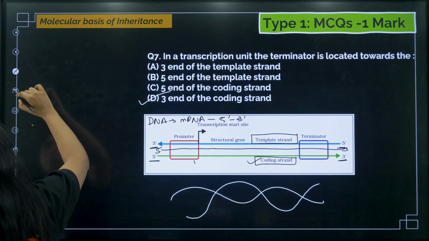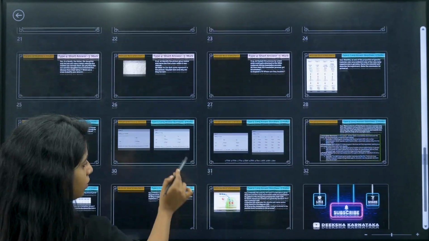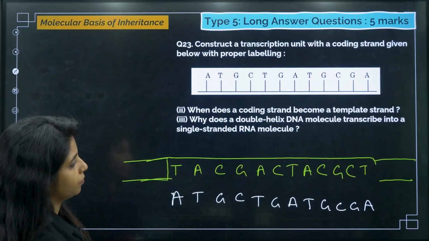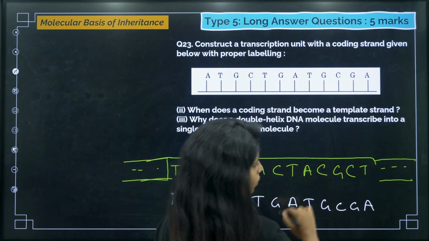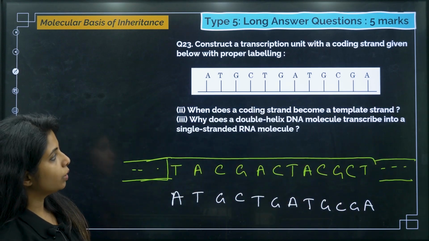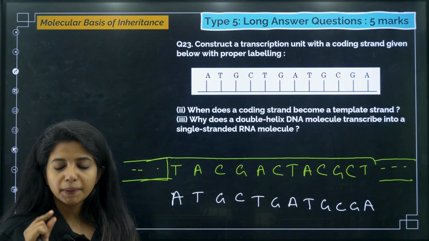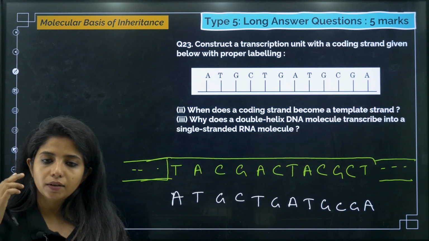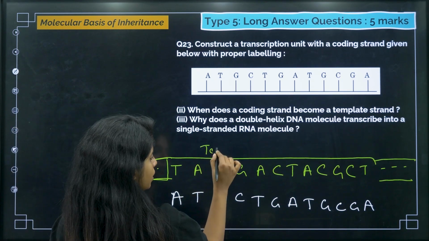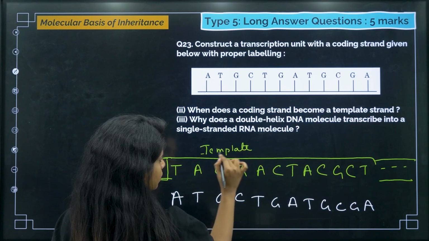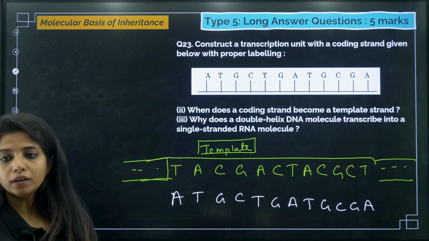Okay, we were on which question? Here also there will be codes. When does a coding strand become a template strand? Never. A coding strand will never become a template strand. First thing, how can it become a template strand? Obviously this one is already the template strand. So it will never become a template strand.